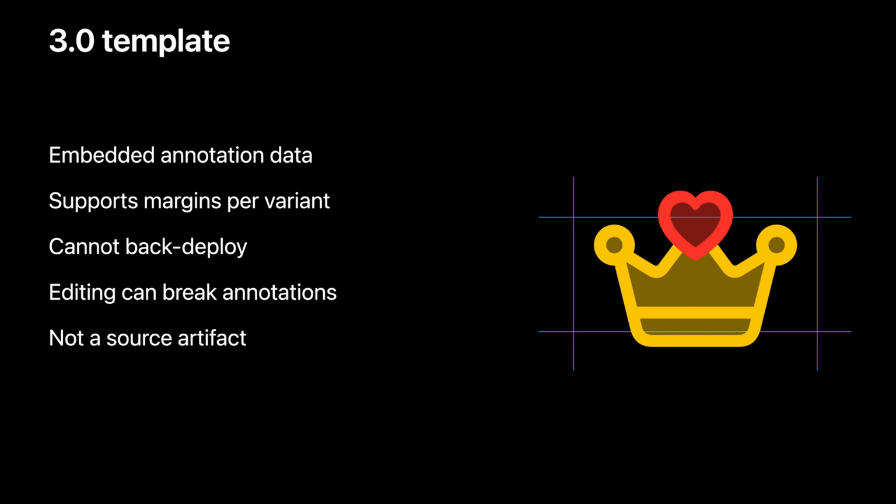This template is not a source artifact for editing. Current design tools may not be entirely compatible with the embedded annotation data. If you need to make more edits to your symbol or share it with a colleague, it should be imported back into the SF Symbols app. From there, you can work on the monochrome representation without risk of dropping your annotations. The 3.0 template that you export should go straight to Xcode or back to the SF Symbols app.